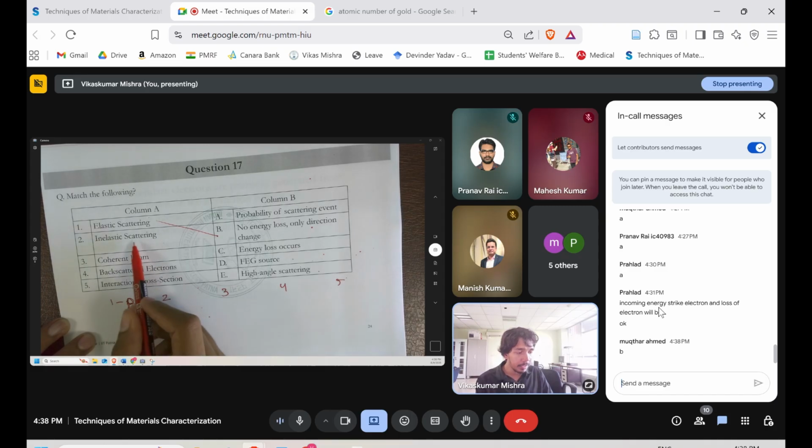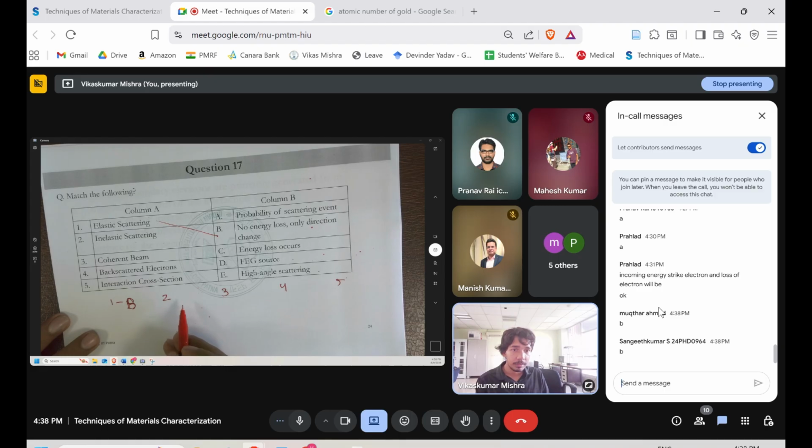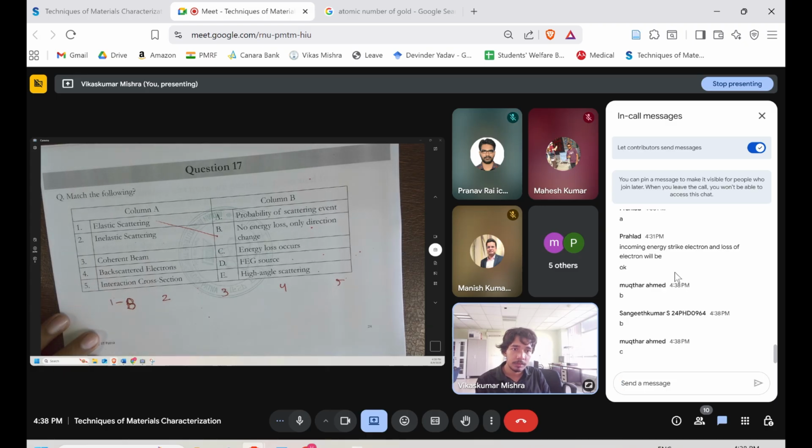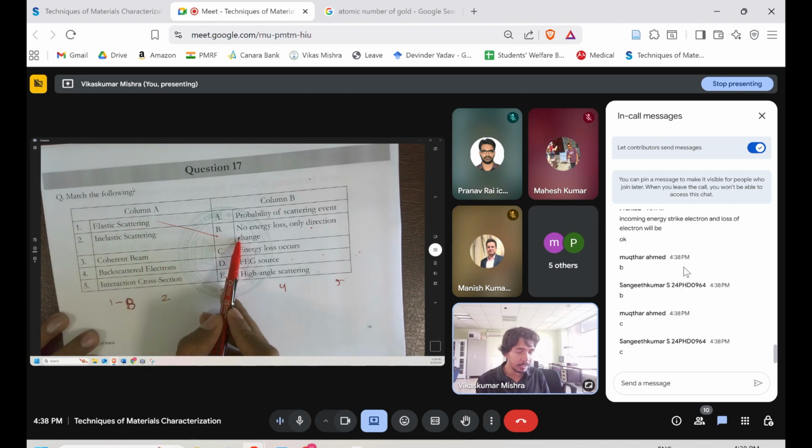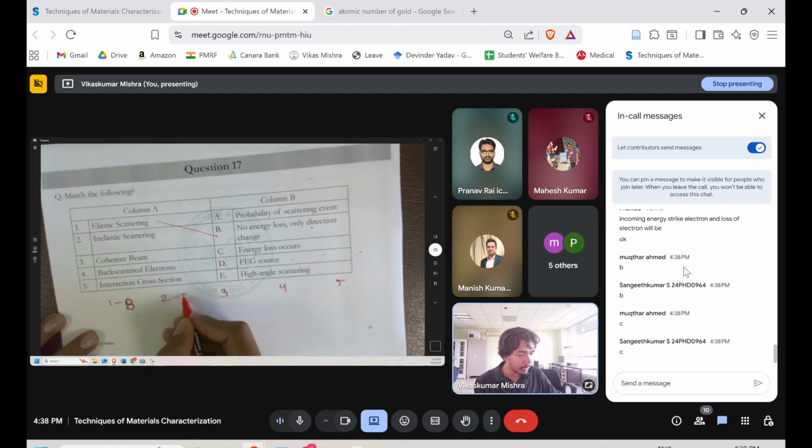Inelastic scattering, second one. Very good. Sangeet Kumar, right? It's option B. Elastic scattering is B. Now, inelastic scattering, yes, energy loss will occur. That is option C, the right answer.